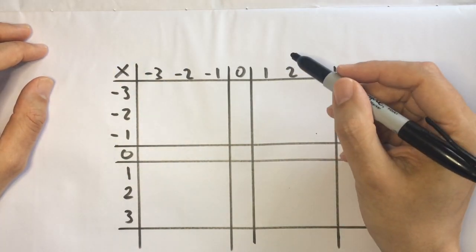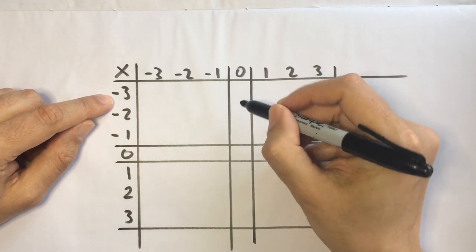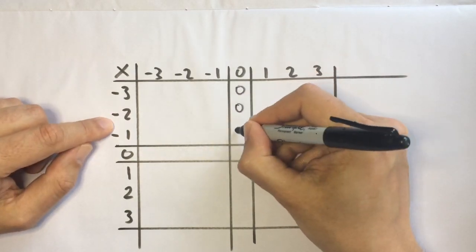But some things I do know, if we start with zeros, that's just a nice easy one. Anything times 0 is 0, whether it's negative or positive. So we can put zeros into all of those.